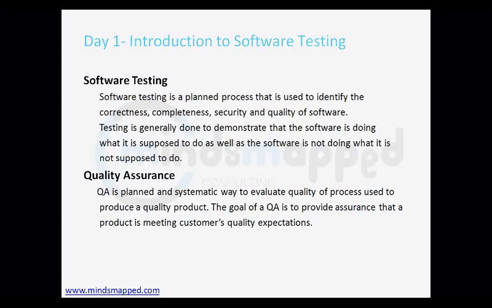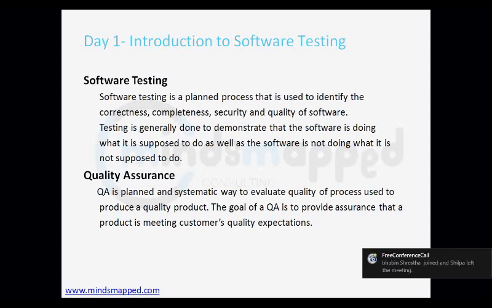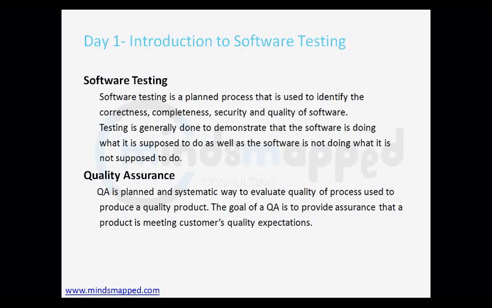Right? And next thing is quality assurance. So quality assurance is nothing but a kind of policy which a company is following. Quality assurance is a planned or systematic way to evaluate the quality of the process used to produce a quality product. The goal of quality assurance is to provide a product which should meet the customer's expectation, right?